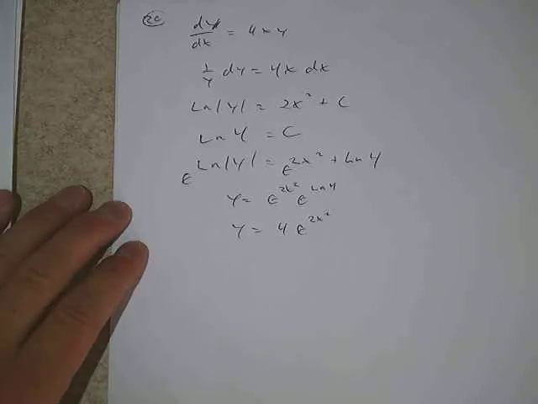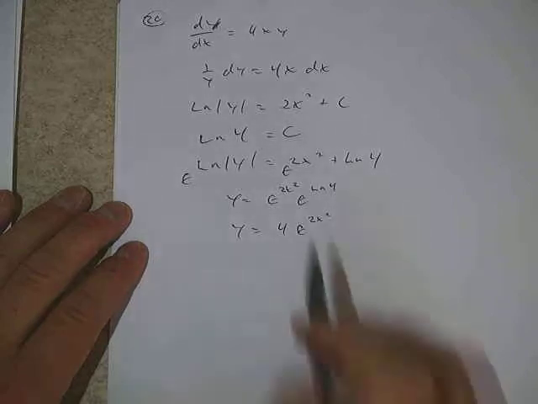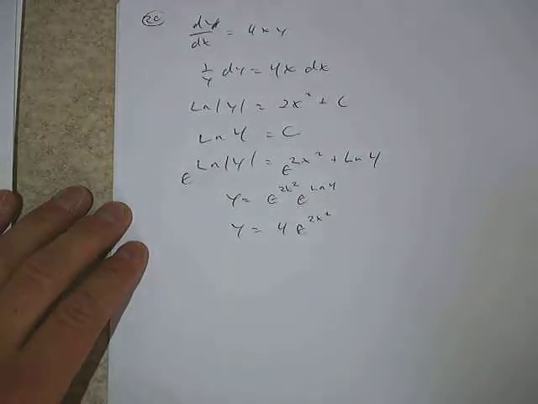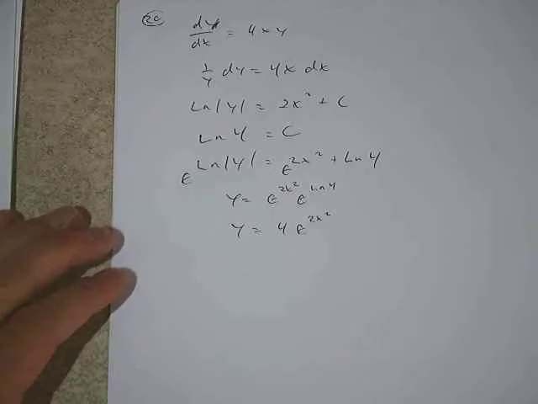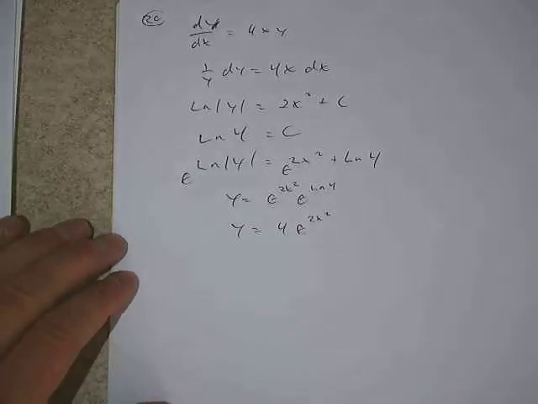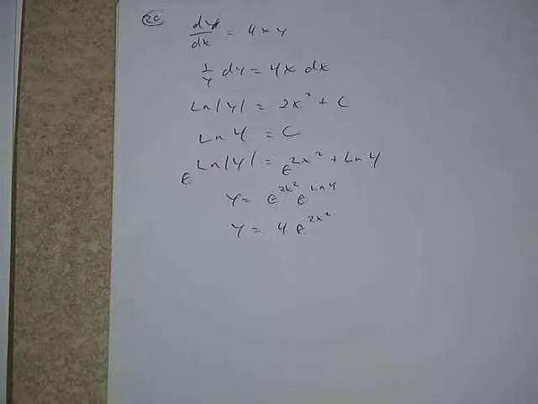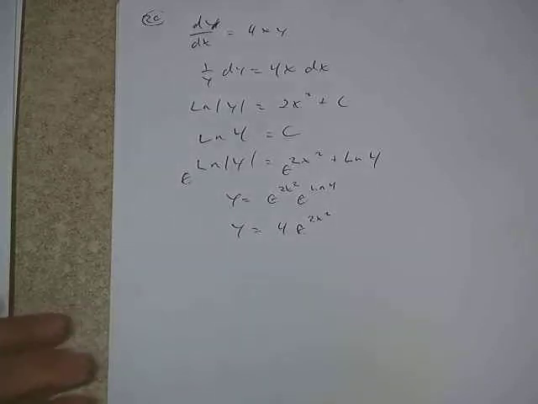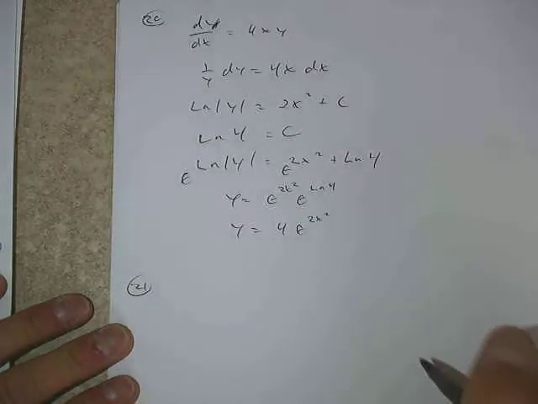Questions on any of the steps there? Why don't you plug in 0 for no. That's why. (0, 4) was the point, right? Not (4, 0). So remember, 0 in for x, 4 in for y. Anything else on this one? Anything else, 16 through 20?